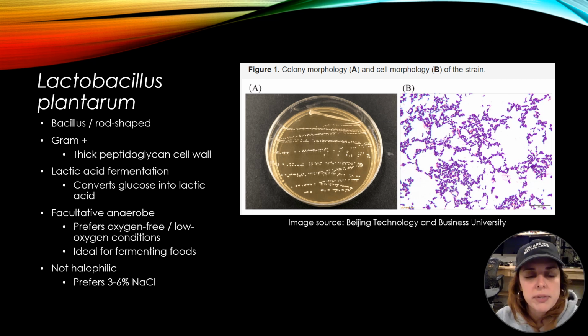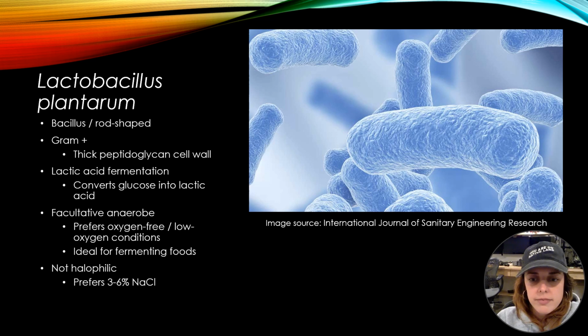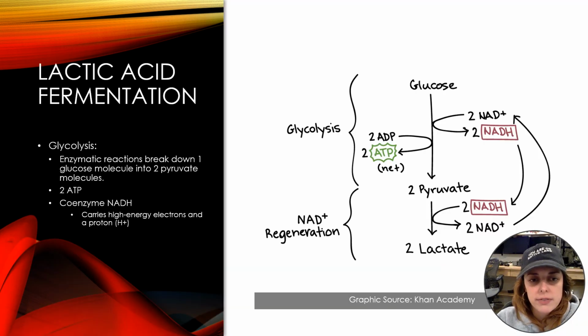So Lactobacillus plantarum, the shape is in the name. It's rod-shaped. It's gram-positive, so it will have a thick peptidoglycan cell wall. It utilizes lactic acid fermentation for its metabolism, which means that it converts glucose into lactic acid. It is a facultative anaerobe, so it prefers oxygen-free or low oxygen conditions, which makes it ideal for fermenting foods. It's not halophilic, so it will prefer sodium concentrations between 3 and 5%, which is great for fermenting things like olives.